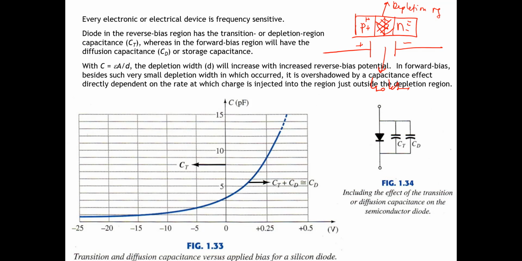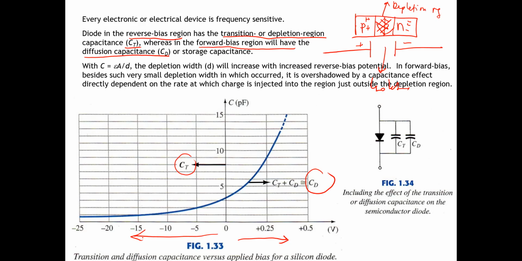So there are two kinds of capacitance in a diode. The first one is in the reverse bias region, the transition or depletion region capacitance, or CT. And the other is in the forward bias region, the diffusion capacitance, or CD, or storage capacitance. CD happens in the forward voltage, and CT, the depletion region capacitance, happens in negative voltage, or reverse voltage.